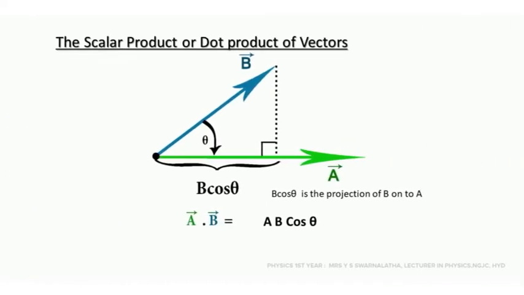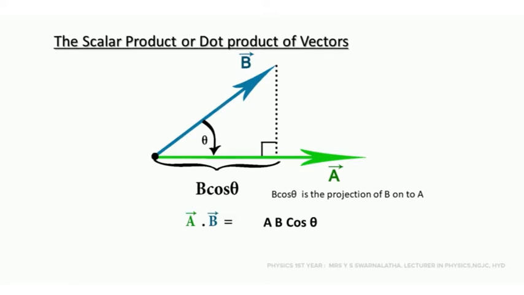Geometrically, the dot product, that means the expression AB cos theta, is the product of the component of vector B in the direction of A and the magnitude of A. Let's take two vectors A bar and B bar. As we said, we take the projection of one vector in the direction of the other. Here we take the projection of B bar, B cos theta, in the direction of A bar, and multiply this with the magnitude of the next vector.